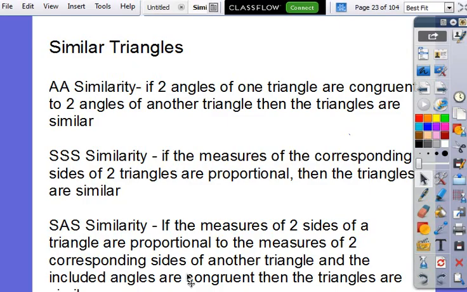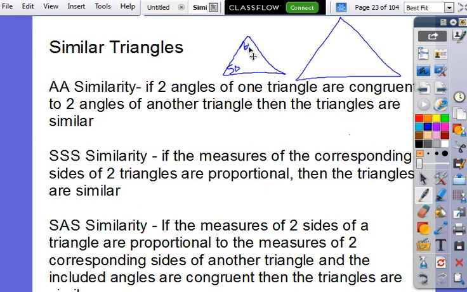When we talk about similar triangles, there are three ways of saying triangles are similar. The first rule is angle, angle. If two angles in one triangle match two angles in another, then the triangles have to be similar. Now, if I know that's a 50 and a 60 and that's a 50 and a 60, does that match that rule? Yeah, I got two angles and they match.